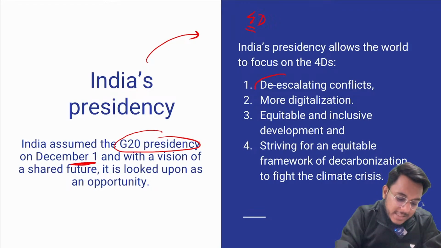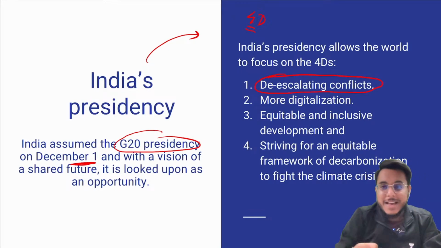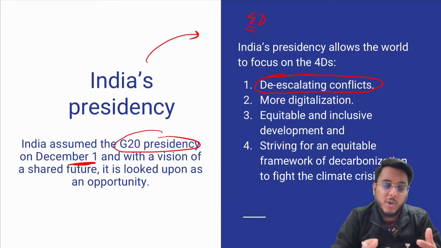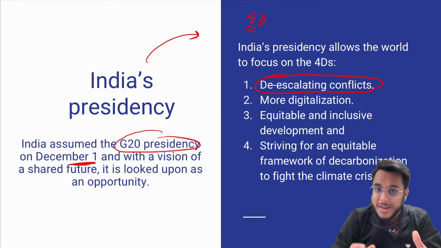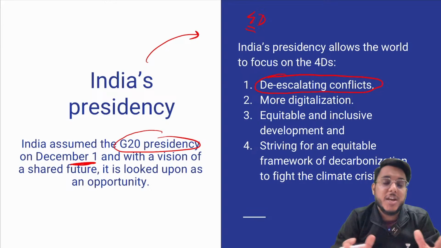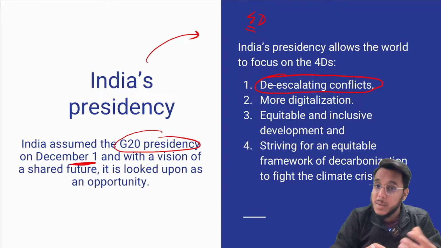Number one, D is de-escalating the conflicts. Right now, we see that conflicts are going on at multiple levels. The biggest conflict that's going on is the Russia-Ukraine war. After that, there are the regional conflicts that are going on. Particularly, we see regional conflicts in the Middle East, regional conflicts in Africa. Many terrorist groups are active.